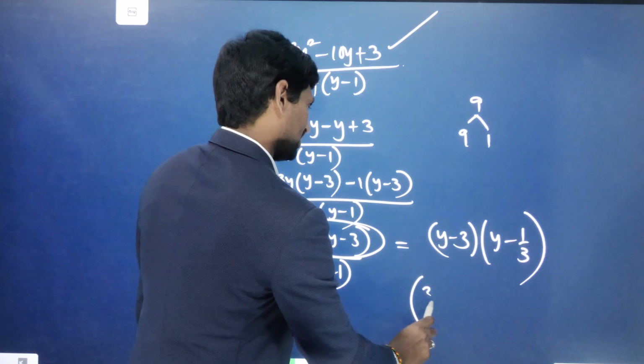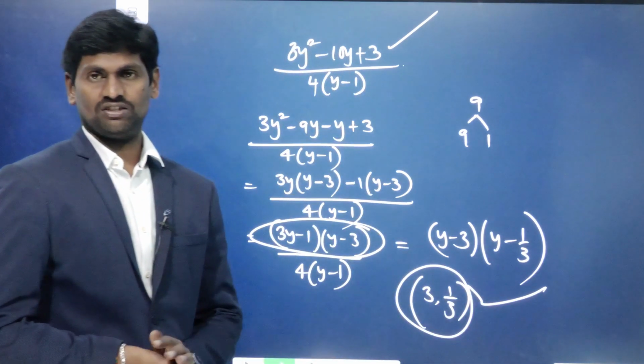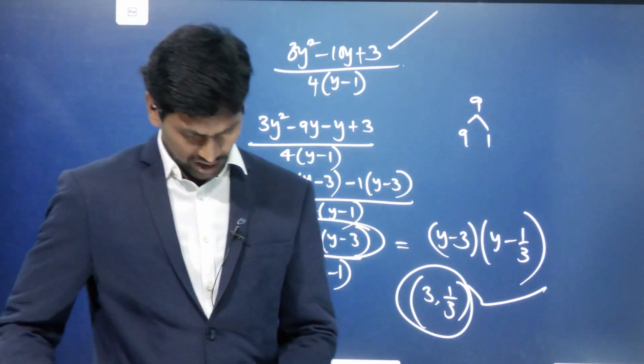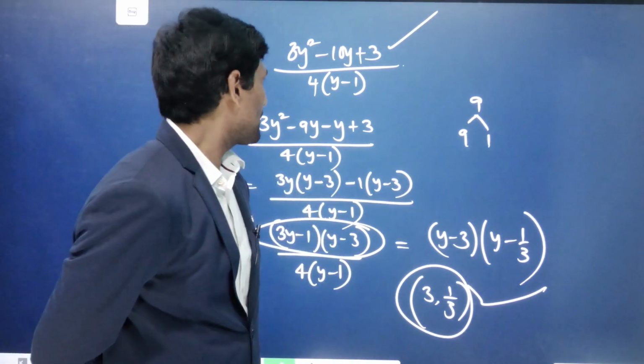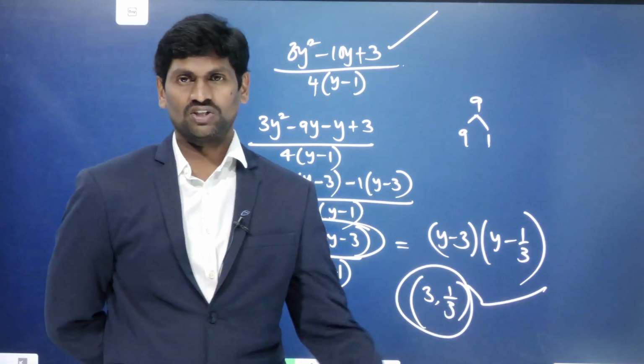So the answer can be 3 and 1 by 3. This is the maximum value. Between them will be there. That's it. 1 by 3 comma 3, or first you should take 1 by 3, then 3. Okay, alpha, beta.